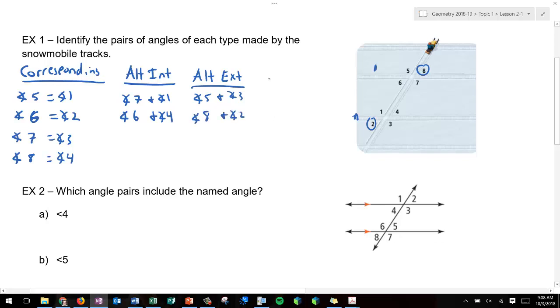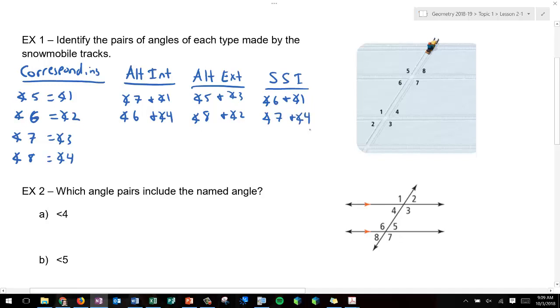And then the last ones are the same side interior. SSI is our abbreviation for that. And those are going to be the two angles inside of the parallel lines and on the same side. So in this case, angle 6 and angle 1, angle 7 and angle 4.